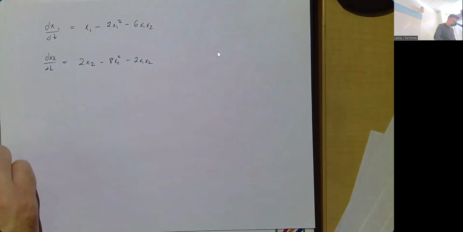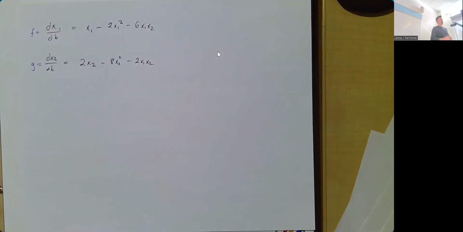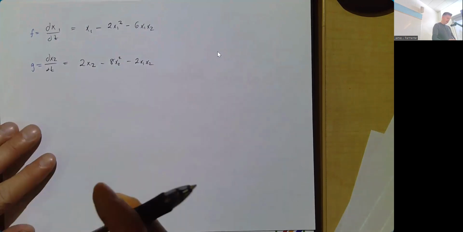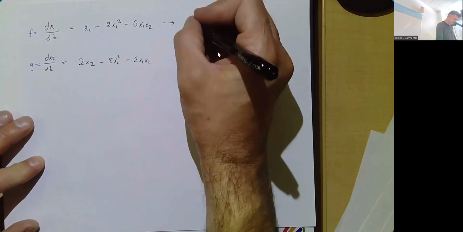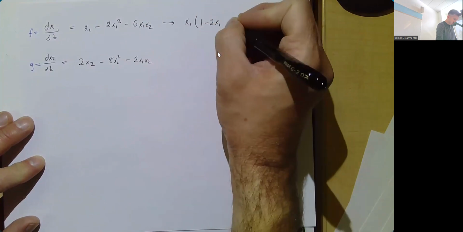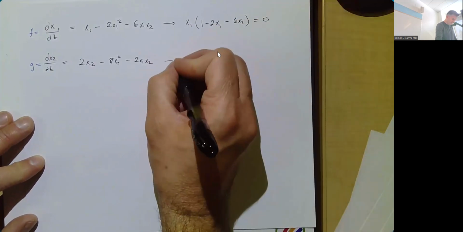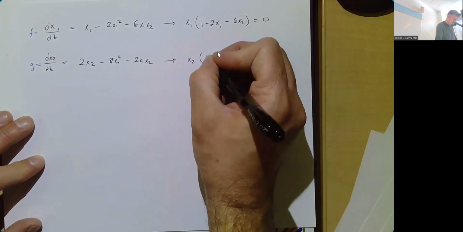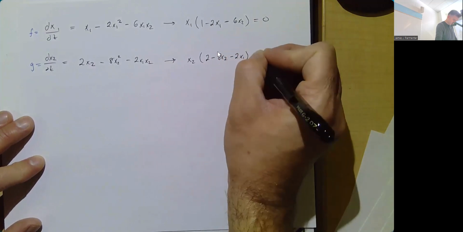Again, let's call the first one F, the second one G. I think it's just a good strategy in general. If you're going to do this, call that first one F, call the second one G, just so you don't forget. And then I'm going to factor. Notably, each of these pieces has an x1. So I can factor out an x1 and I'm left with 1 minus 2x1 minus 6x2. Similarly, here I can factor out an x2. I'm left with 2 minus 8x2 minus 2x1.